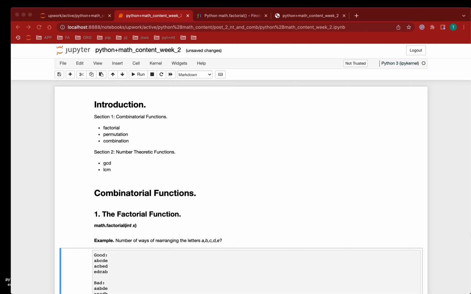Combinatorics is the mathematical study of counting finite objects, which for our purposes means counting the number of ways of choosing or rearranging different objects.